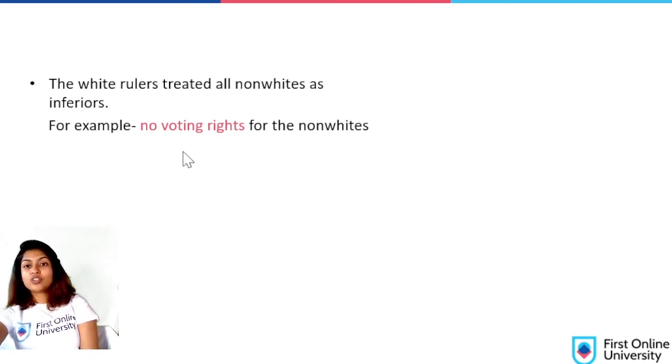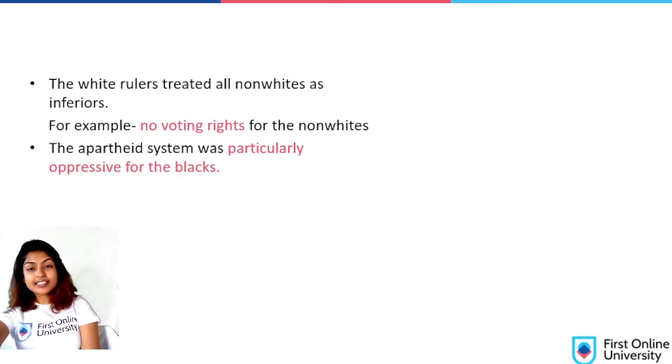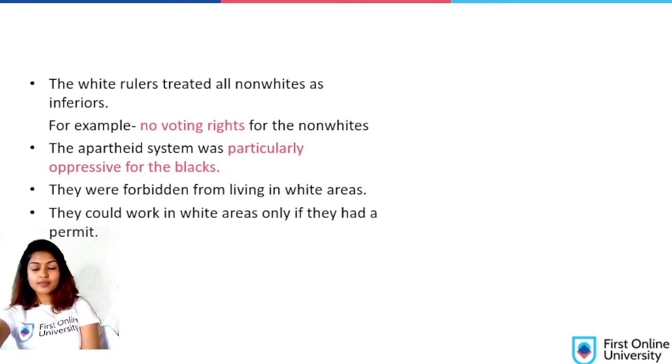There were no voting rights for the non-whites. The apartheid system was particularly oppressive for the blacks. For example, what kind of oppression was followed? They were forbidden from living in white areas. They had a separate area that they could live in, and they could not reside in the white areas. They could not work in white areas unless they had a permit.